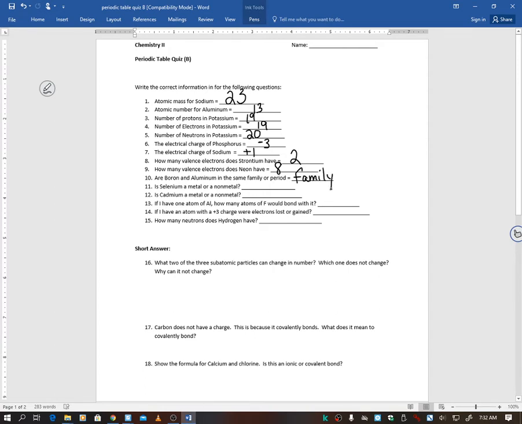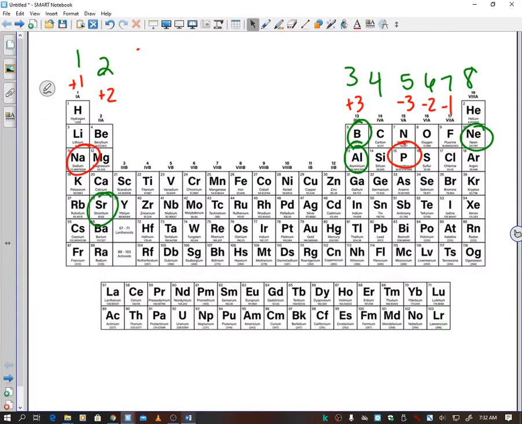All right, then my metals and non-metals, selenium and cadmium. We're looking at, is it a metal or a non-metal?